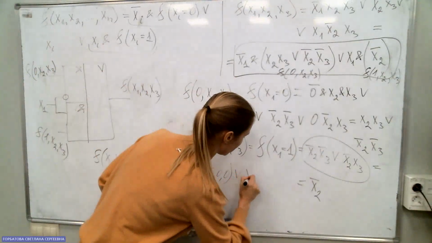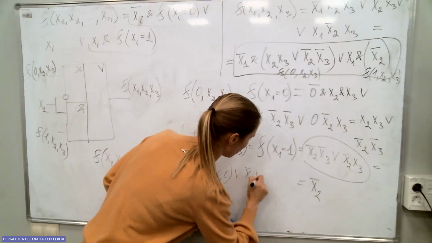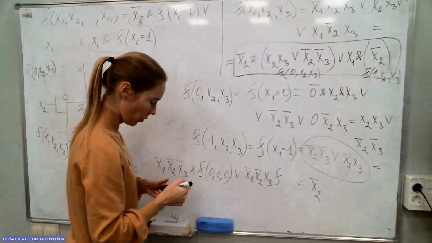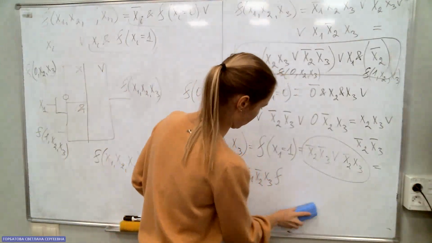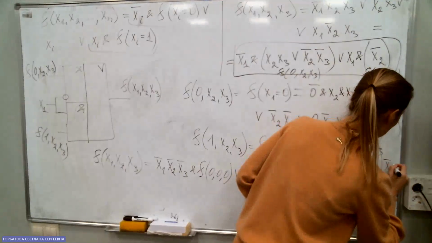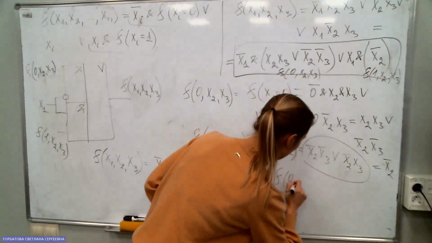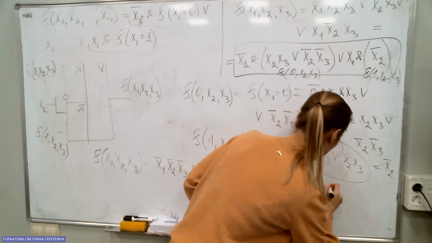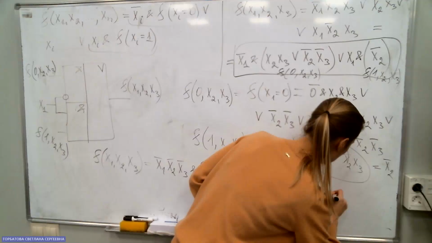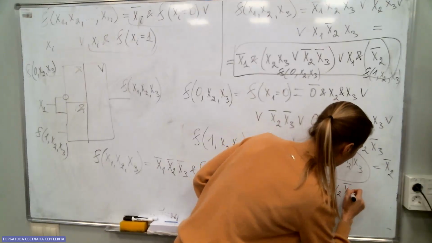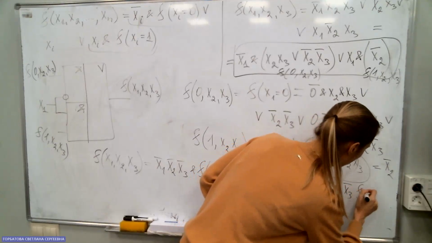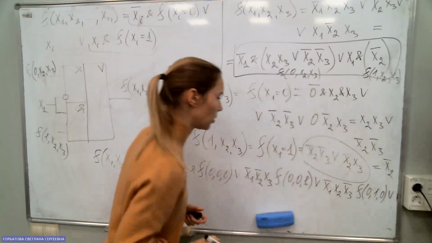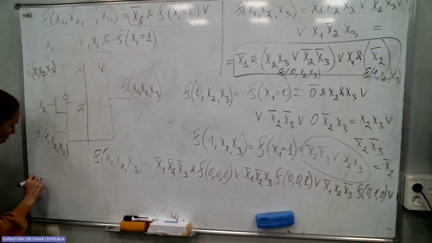Then another combination: not x1, not x2, x3, conjunction F of 0, 0, 1. Disjunction, conjunction not x1, x2, not x3, F of 0, 1, 0. Disjunction. And so on.